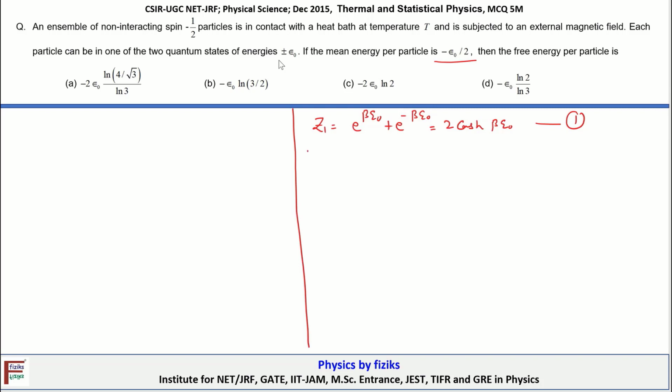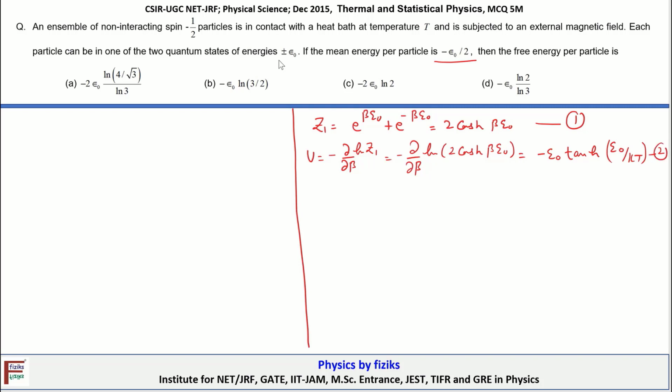From here we can immediately evaluate the average energy per particle, that is minus the derivative with respect to beta of ln Z1 in principle. So that is equal to minus d by d beta of the logarithm of 2 cosh(beta E naught), and that is equal to minus E naught tanh(E naught upon kT). Let's call this equation 2.